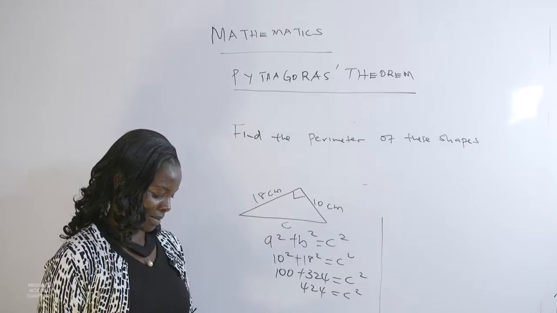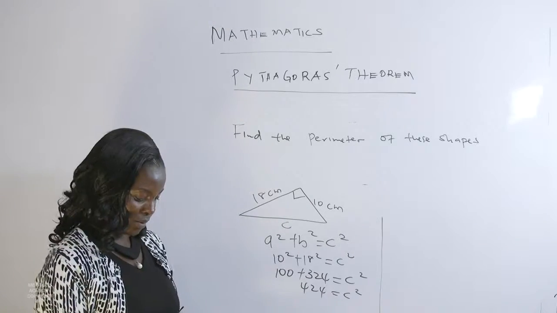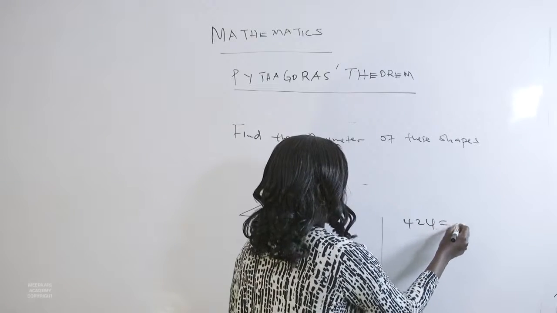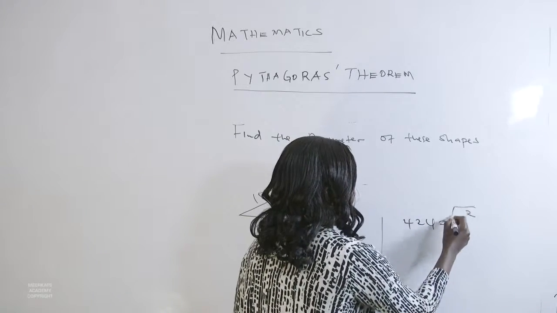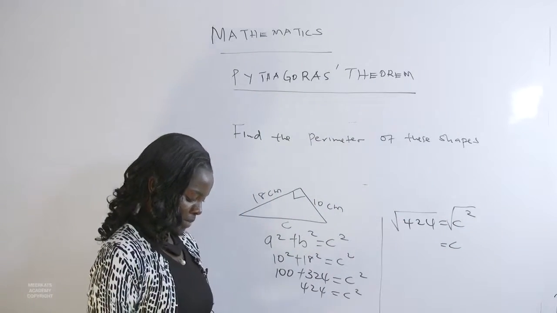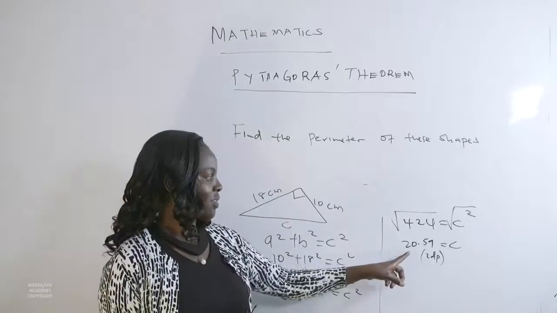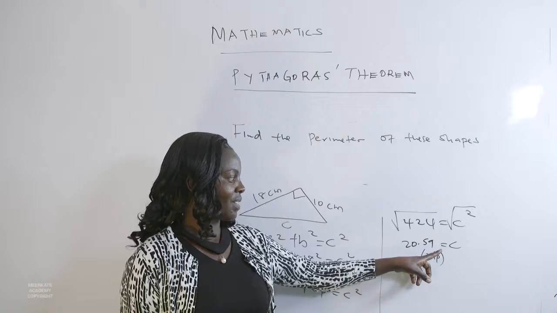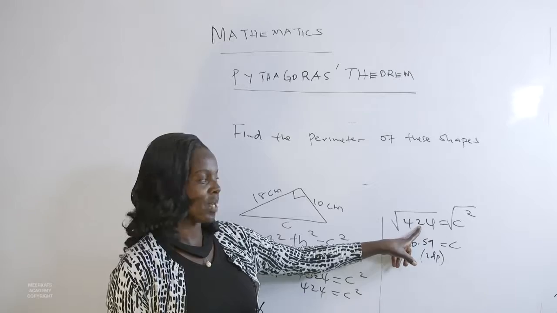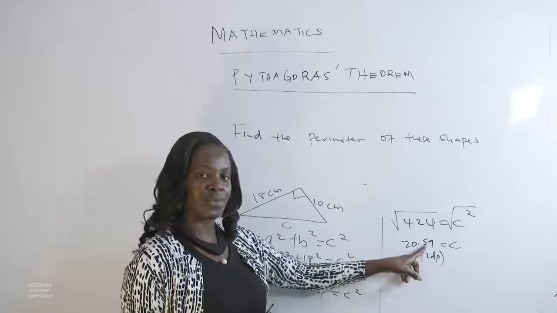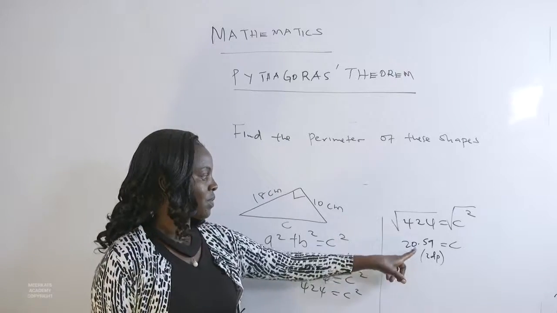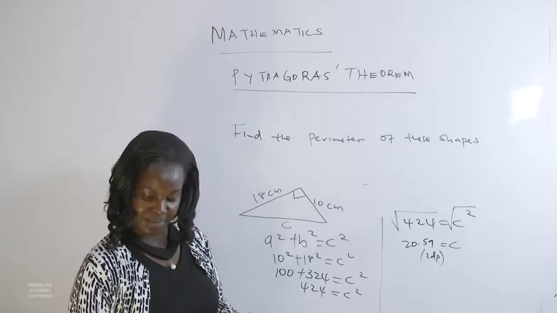To find c, we calculate the square root of c squared, and that will give us 20.59 as the value of c. That is to 2 decimal places. This is also a surd. You can leave it at this because you will have so many decimal places continuously. So now we know c is 20.59.